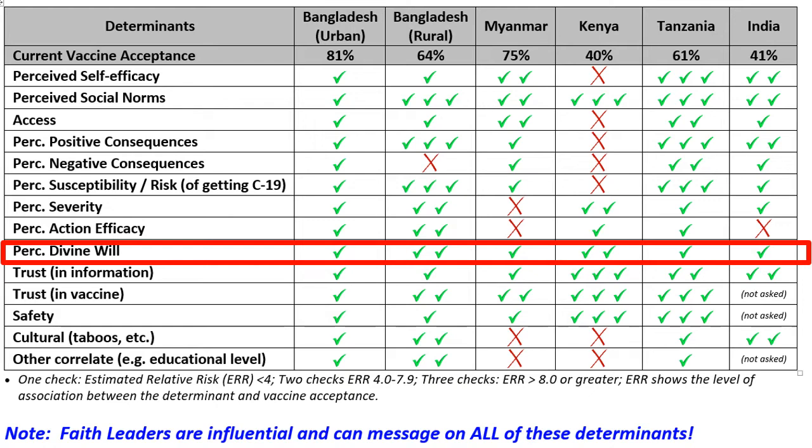Also note that while I will be focusing on a couple of these determinants, faith leaders can message on all of these determinants. They can ensure that people are getting accurate information and help to establish a social norm and be a model for others.